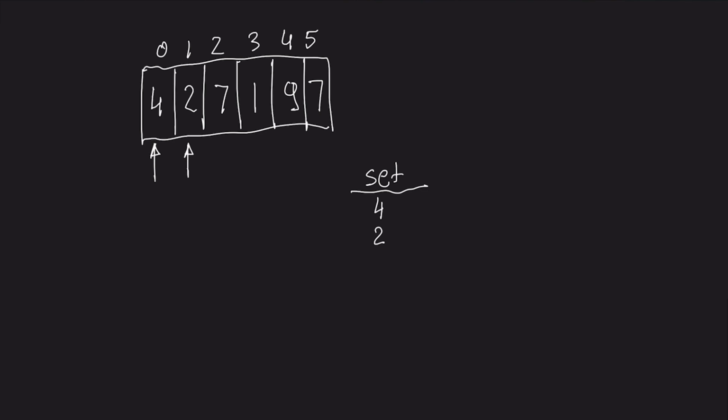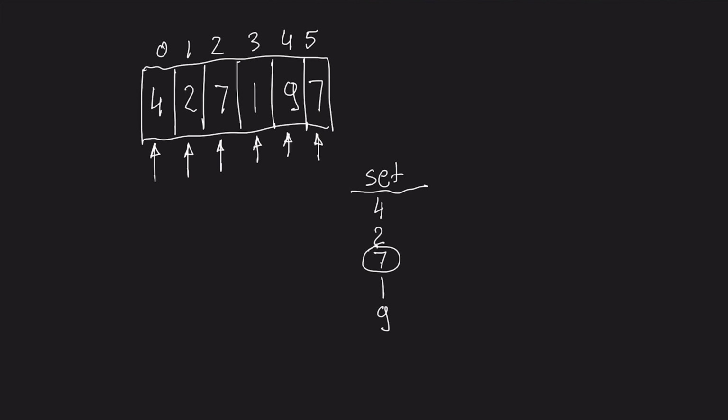And we will move to the next element. 7 is not in the set, so we are adding 7 to our set. 1 is also not in the set, so we will add 1 to the set. We will move to the next element, which is 9. 9 is not in the set. We are going to add 9 to our set. And finally, we will reach the last element. We will check, is this element in the set? Yes, it is, because we already added 7. In this case, we would return true because we found a duplicate.